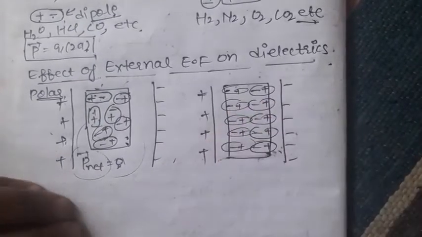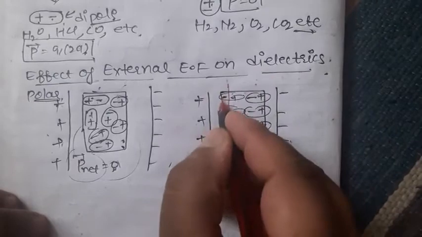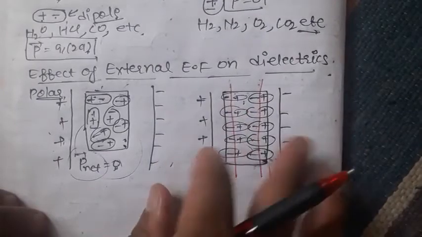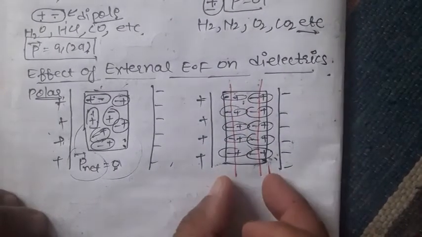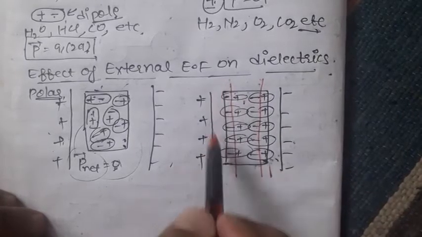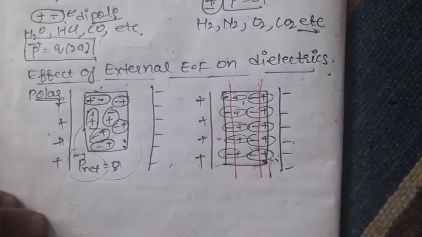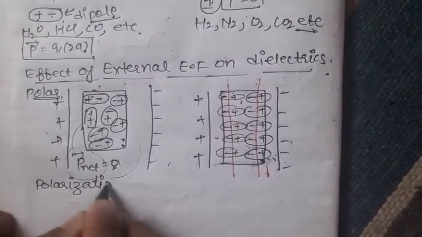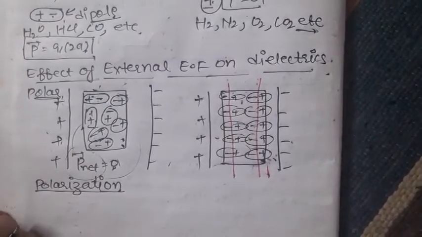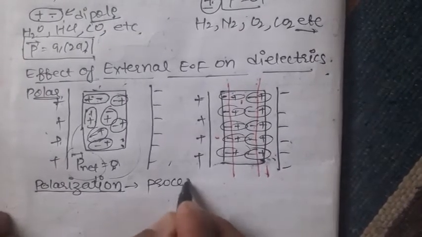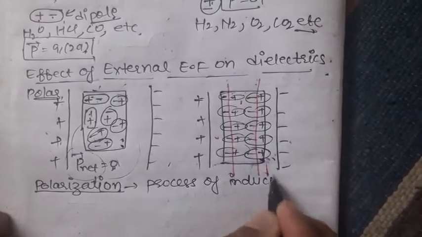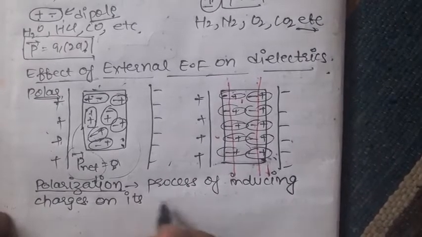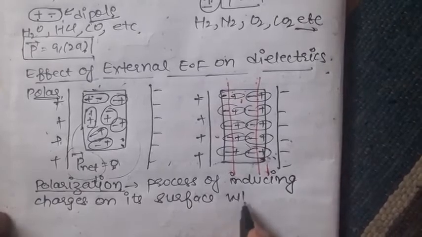It means on one side, you can see, negative will appear on this side, but the positive and negative in the interior will cancel out each other. The process of inducing charge on the surface of a dielectric when placed in an external electric field is called polarization. What is polarization? The process of inducing charges on its surface, on the surface of the dielectric.